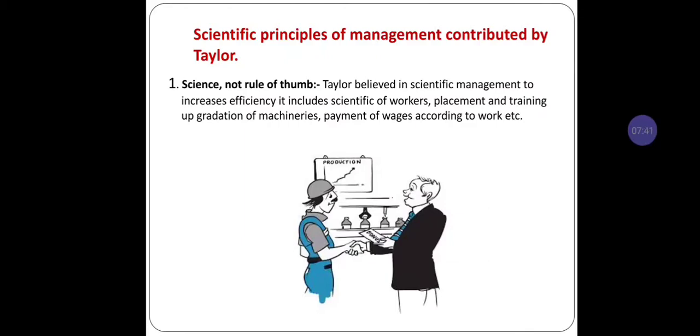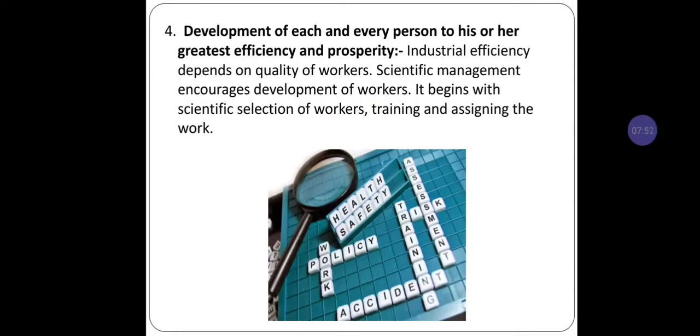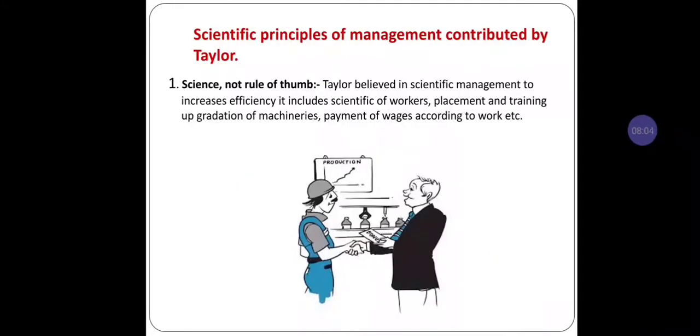First principle: science, not rule of thumb. Second: harmony, not discord. Point number 3, cooperation, not individualism. Fourth one, development of each and every person to his or her greatest efficiency and prosperity. These are the 4 scientific principles of management. Let us understand them very well.